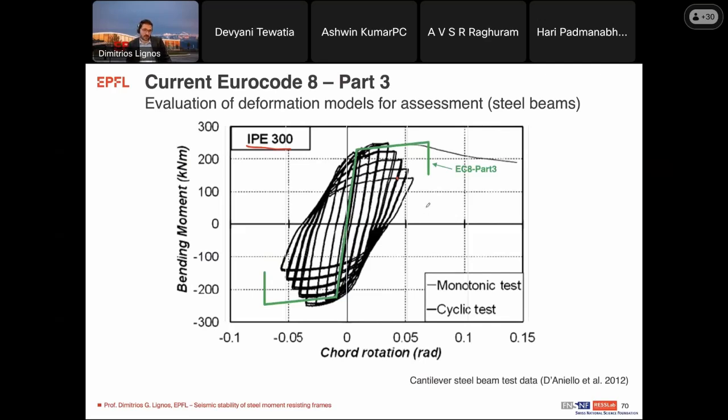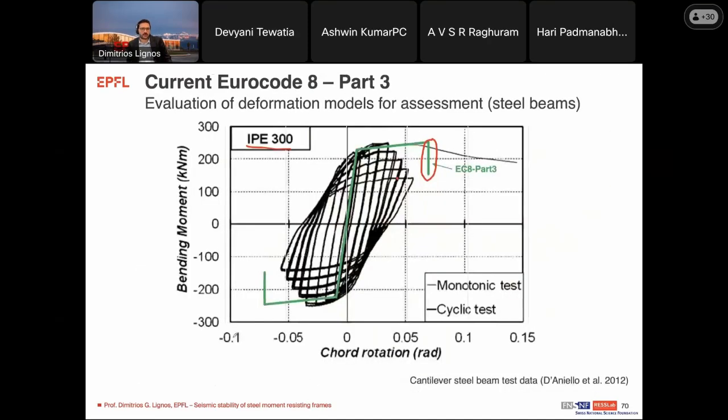But another thing that you see is that usually beams would have a good post-buckling behavior after the onset of buckling. And obviously with this branch here, you cannot capture this behavior, because essentially this says that the strength of the beam is completely lost at this level of rotation.